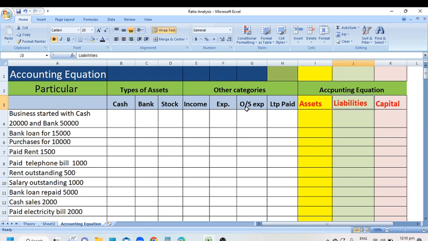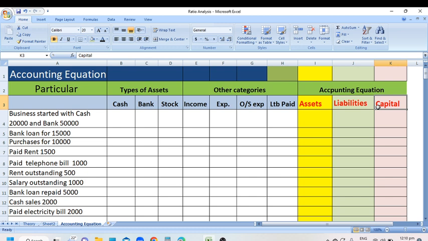Liability is affected by, definitely, the liability itself, like we can see here, bank loan. So a bank loan is a liability, so liability will be added. And outstanding expenses, those are the expenses you still have to pay, that become a liability. And liability paid: when you pay the liability, definitely the liability will reduce.